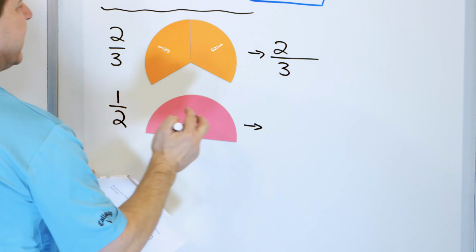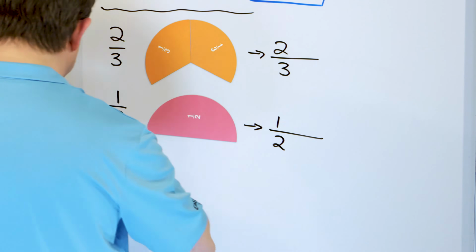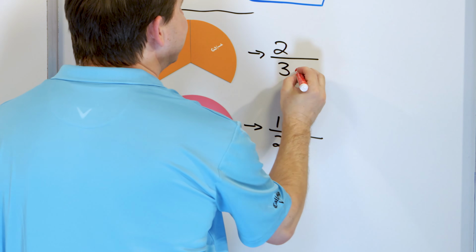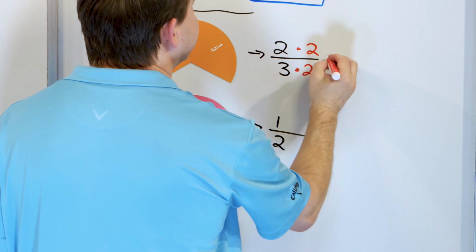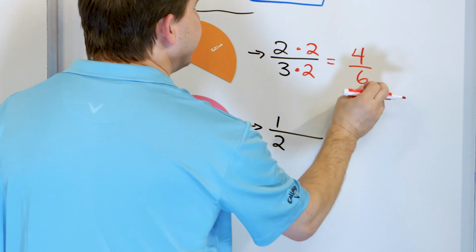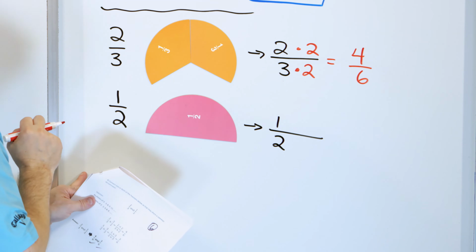And I'm going to change this 1/2 into something as well. I'm going to choose a common denominator of 6. That means I need to multiply this times 2 and this times 2. And then I will get 2 times 2 is 4, and 3 times 2 is 6. So 4/6, we're saying, is the same thing as 2/3.